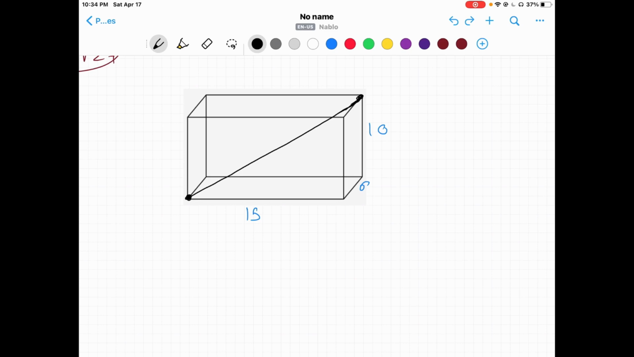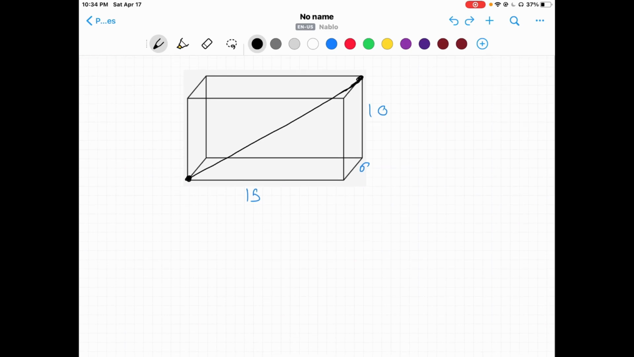Okay, so here we have another example, and notice instead of this being a cube, it is now a rectangular prism, and not all the side lengths are going to be the same. But we're going to use the same idea to find this side right here, which is the diagonal of this rectangular prism. So once again, I'm going to start by splitting the base in half, getting two right triangles.